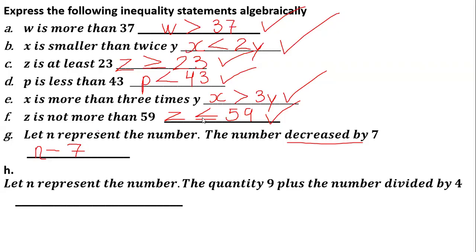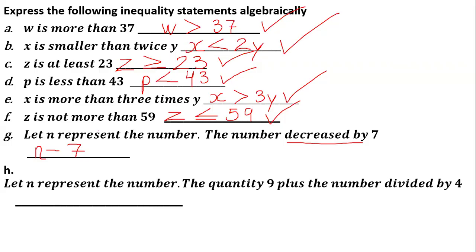Let n represent the number decrease by 7. Not that one, H. Oh, H. Let n represent the number of the quantity 9 plus 1. I think you put n, then you put a division sign, and you put 4. Okay. Where is the 4 going to be? 4 is going to be after the division sign, in order: n, division sign, 4. Okay.